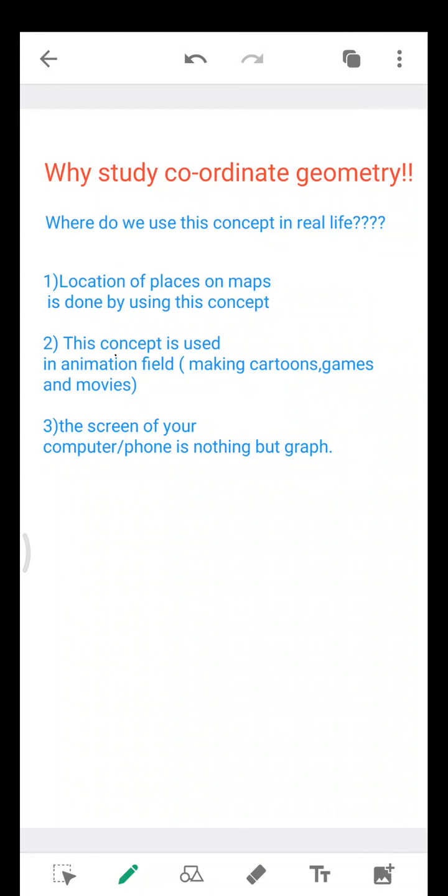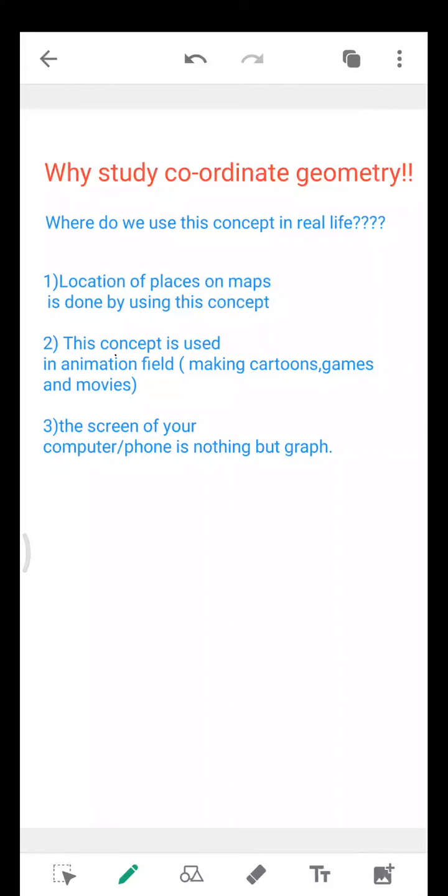So without maps we can't use most of the apps nowadays, you know that very well. So location of places on maps is done by using this concept. We use this concept in the animation field for making cartoons, games or movies which you all are aware of. The screen of your mobile phone or the computer is nothing but a graph. So there are many applications of this chapter which you will be learning in the near future.